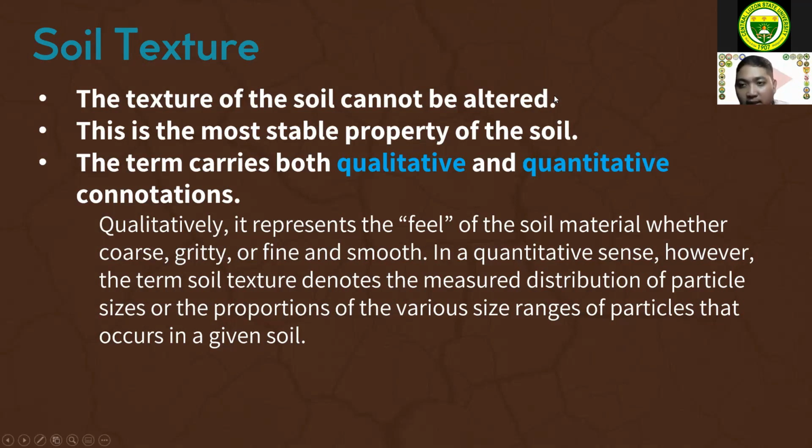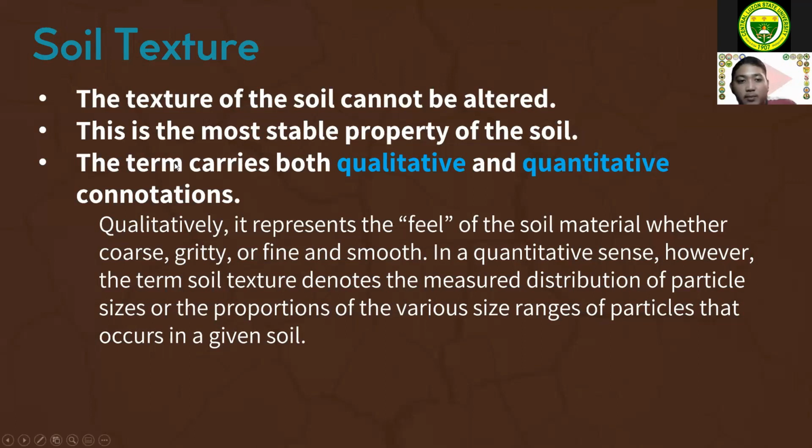Because it deals with sand, silt, and clay, which are very stable. This is the most stable property of the soil. It is stable, even if you apply whatever management practices, the property of your soil will not change, specifically the texture of your soil. It can only change once you remove the soil itself and replace it with other soil. Because texture is the most stable property.